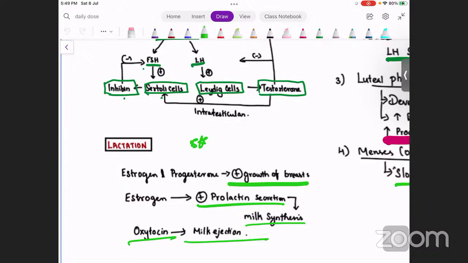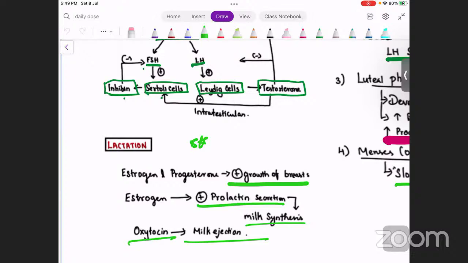Zona glomerulosa produces aldosterone. Fasciculata produces cortisol. Reticularis produces androgen. Increase in ACTH is Addison's. Decrease in ACTH is Cushing syndrome. Increase in ACTH is Cushing's disease. And aldosterone tumor is your Conn syndrome.